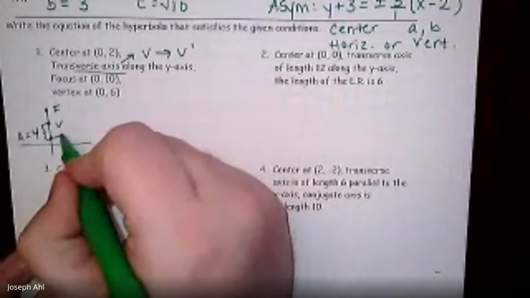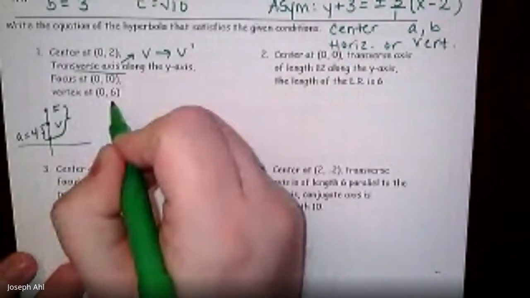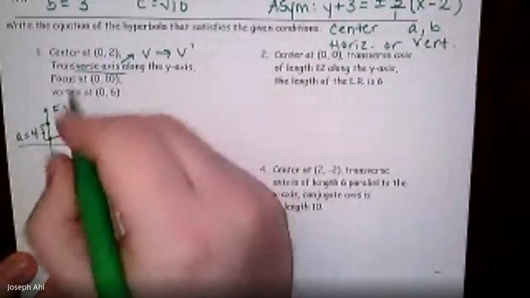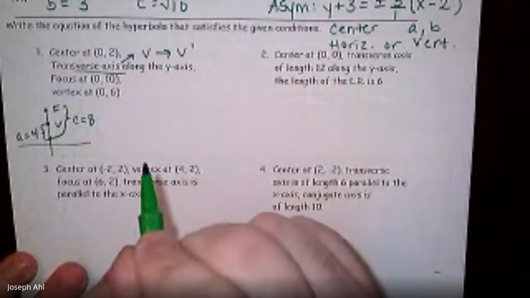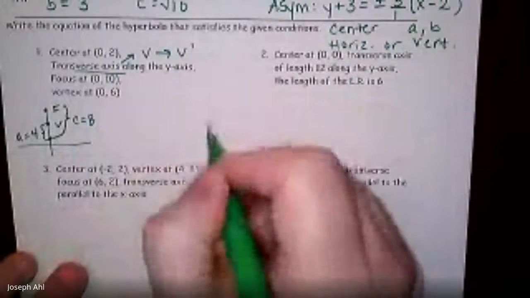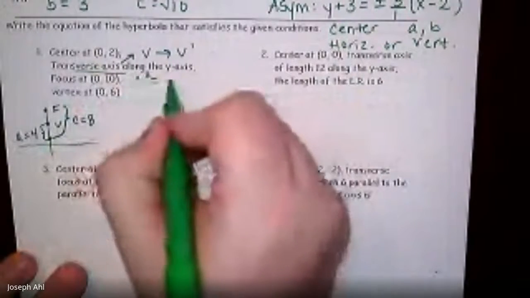From center to focus has a length of 6. No, hold on, sorry. From 2 to 10, it's going to be a length of 8. So that's the length of c. So if we have a and we have c, how on earth am I going to find b? Oh yeah, it's that good old Pythagorean relationship. Just make sure we're using the correct one.